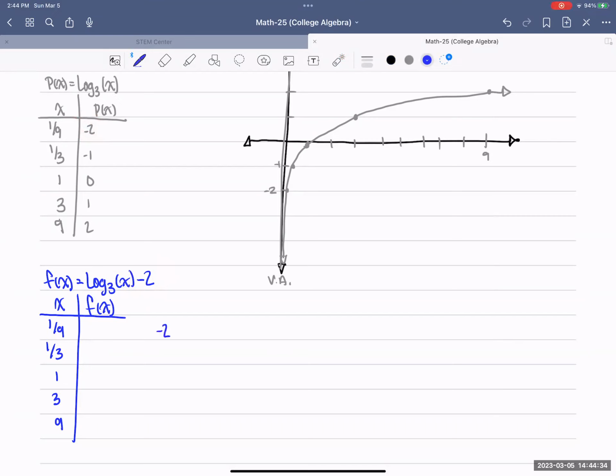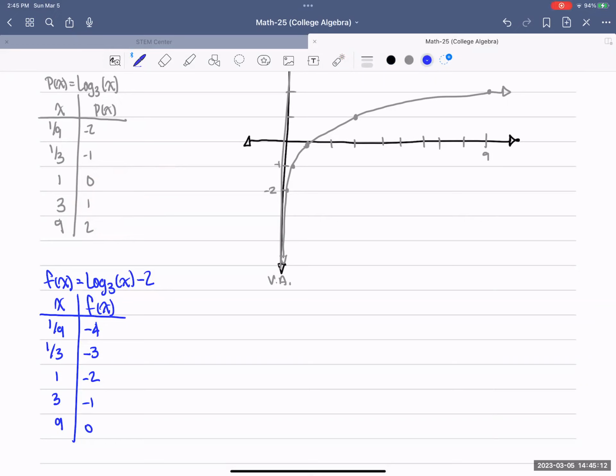So here we have -2 minus 2 gives us -4. Here we have -1 minus 2 gives us -3. And we keep going down. Next we have 0, 0 minus 2 gives us -2. We have 1, 1 minus 2 gives us -1. And 2 minus 2 gives us 0.